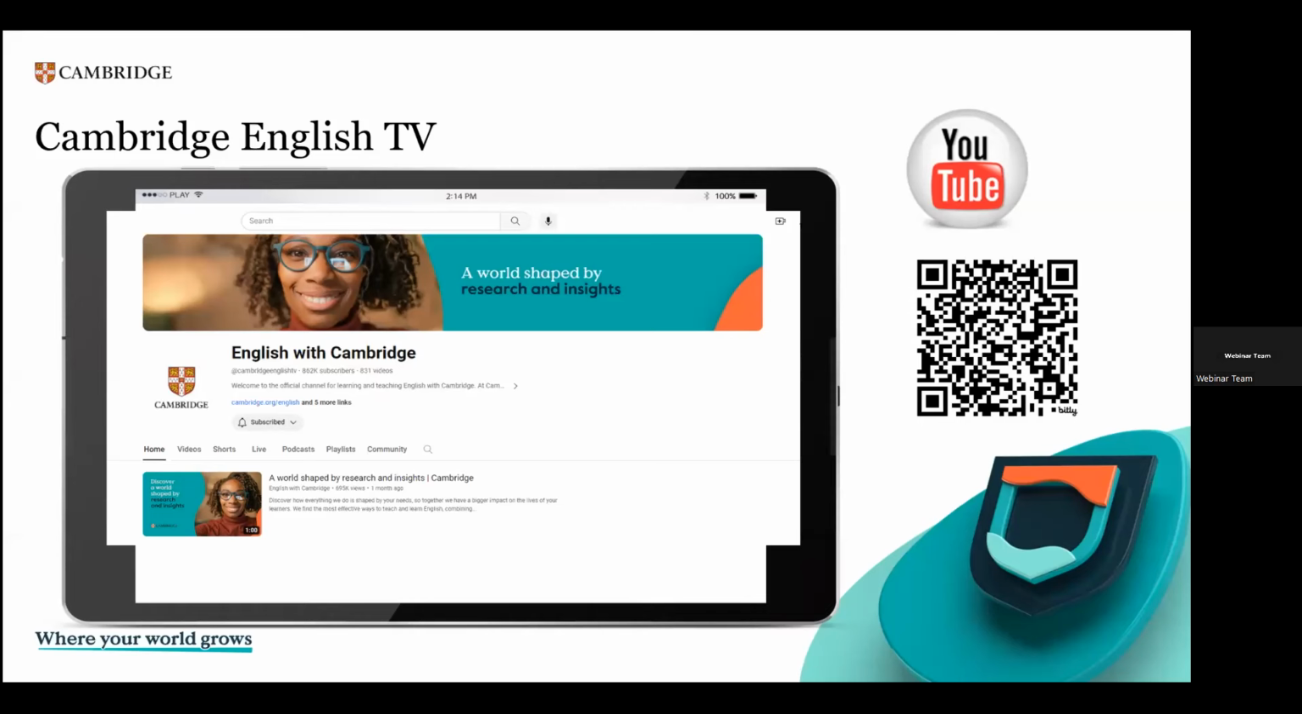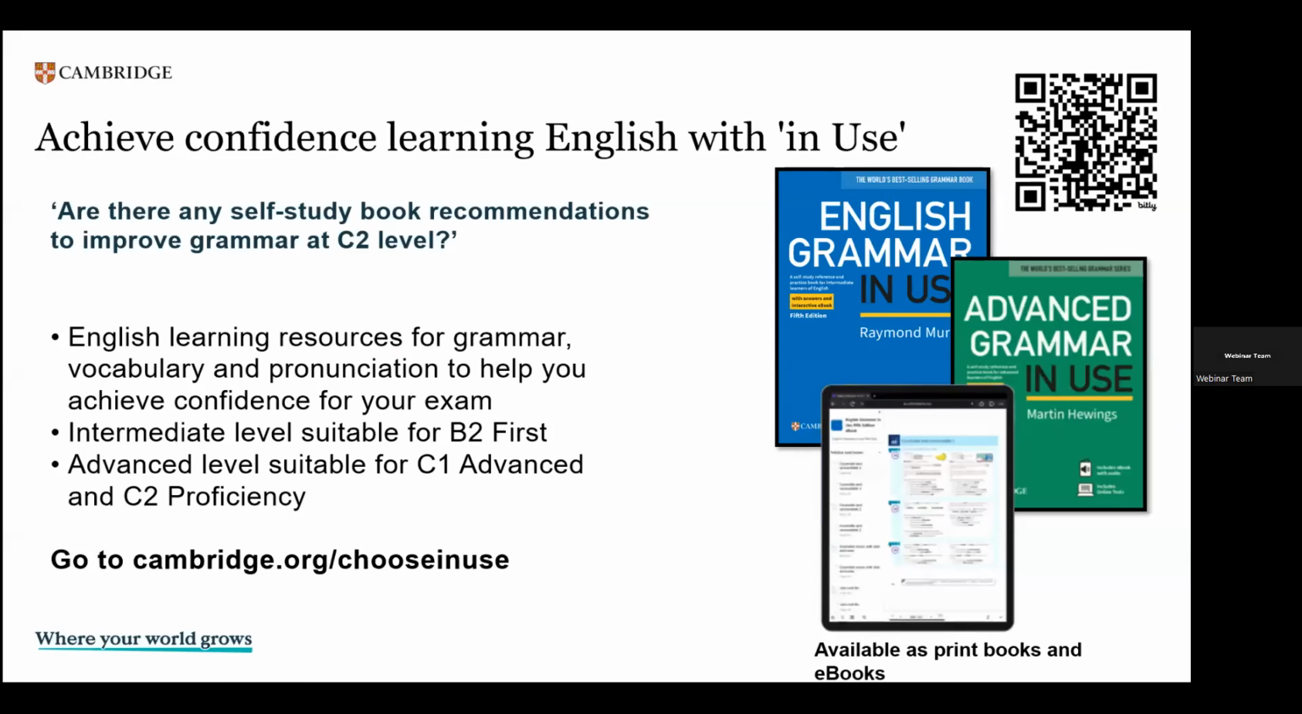Somebody asked, are there any self-study book recommendations to improve grammar at C2 level? So here we have the Grammar in Use series. You also have Phrasal Verbs in Use, you have Vocabulary in Use, but look out for the advanced version, which isn't written by Raymond Murphy, it's written by Martin Hewings. Again, you have a QR code to get there. You'll find links to these also on the handout.